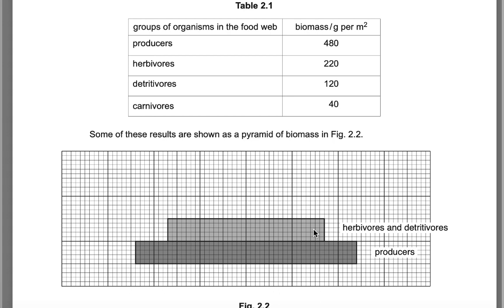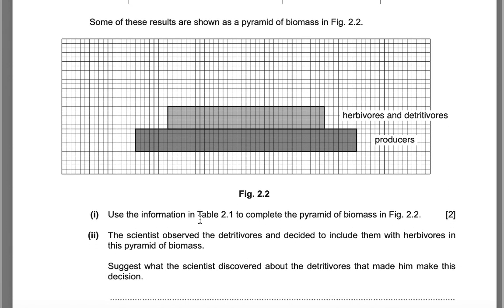So the herbivores and the detritivores have been put together. The herbivores and the detritivores put together will be 340, right? So it will be 340, occupying this part. Then the carnivore is just 40, which will be drawn here. Okay? So this is: use the information in table 2.1 to complete the pyramid of biomass.